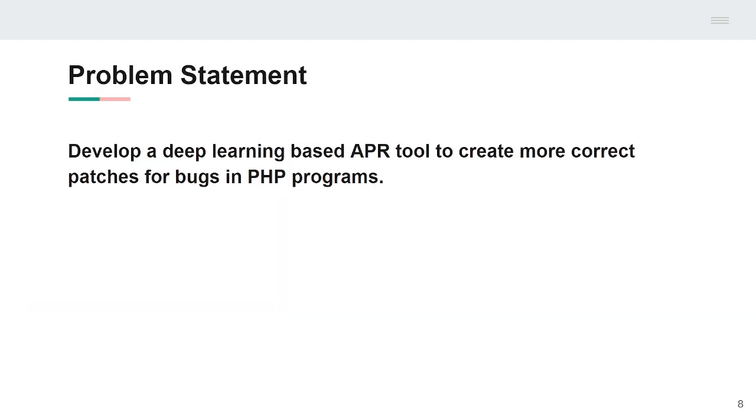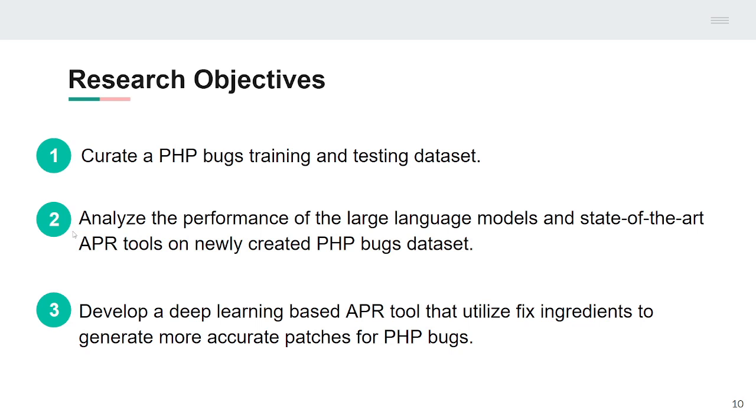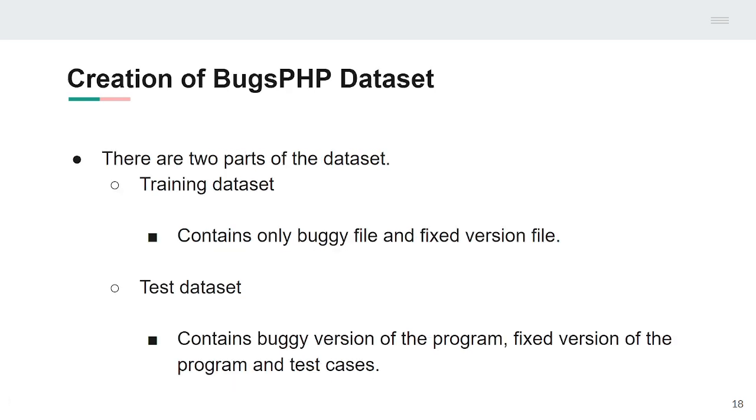We develop a deep learning based automated program repair tool to create more correct patches for bugs in PHP programs. We curate a PHP bugs training and testing dataset, then analyze the performance of large language models and state-of-the-art automated program repair tools on the newly created PHP bug dataset. Then we develop a deep learning based automated program repair tool that utilizes fix ingredients to generate more correct patches for PHP bugs.